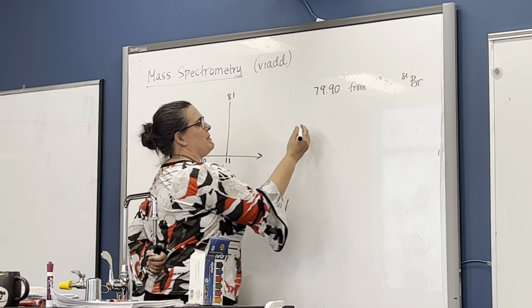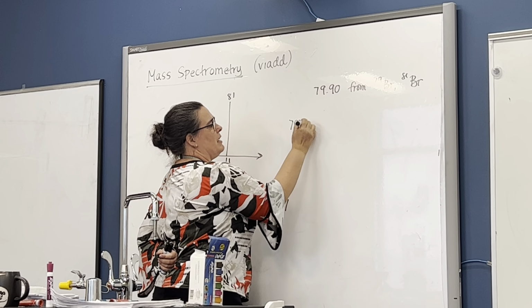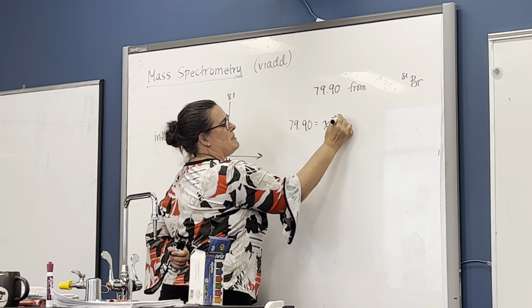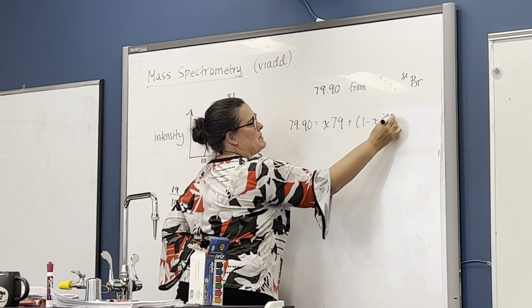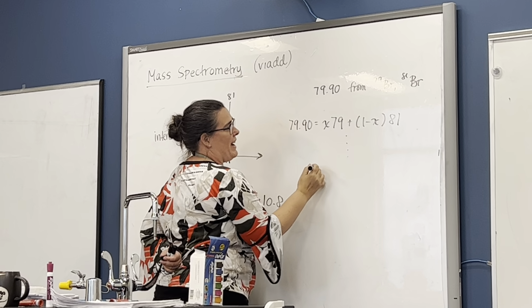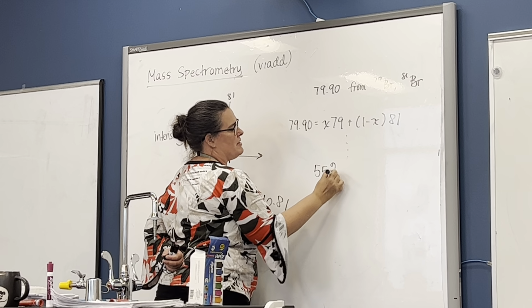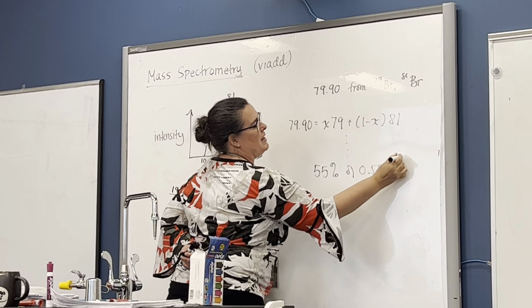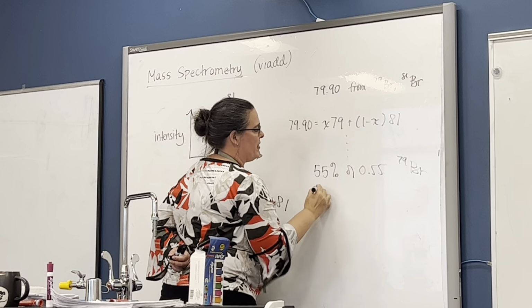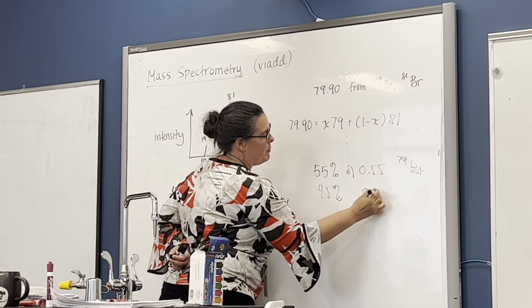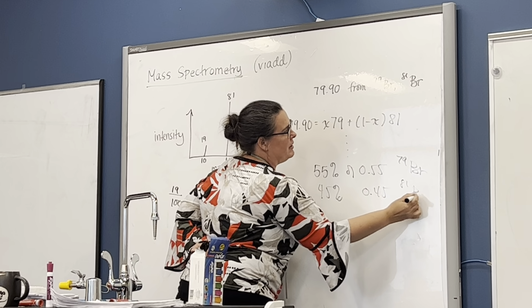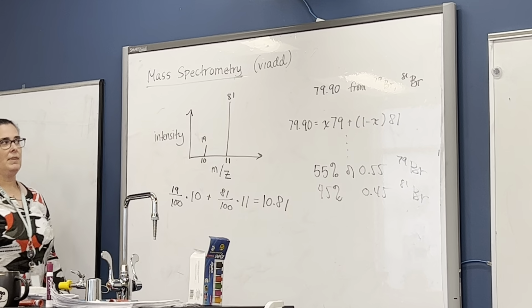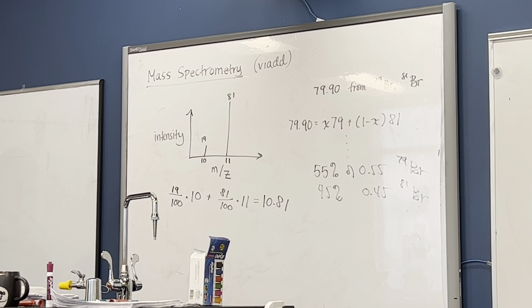And so you set up something like 79.90 is equal to x times 79 plus (1 minus x) times 81. And you solve for x, and you're going to get that it's 55%, or 0.55 as a fraction, of 79 bromine, and 45%, or the fraction would be 0.45, of 81 bromine. So it's just algebra. Some of you might remember that the algebra is not terrible. Some of you just want to forget it.